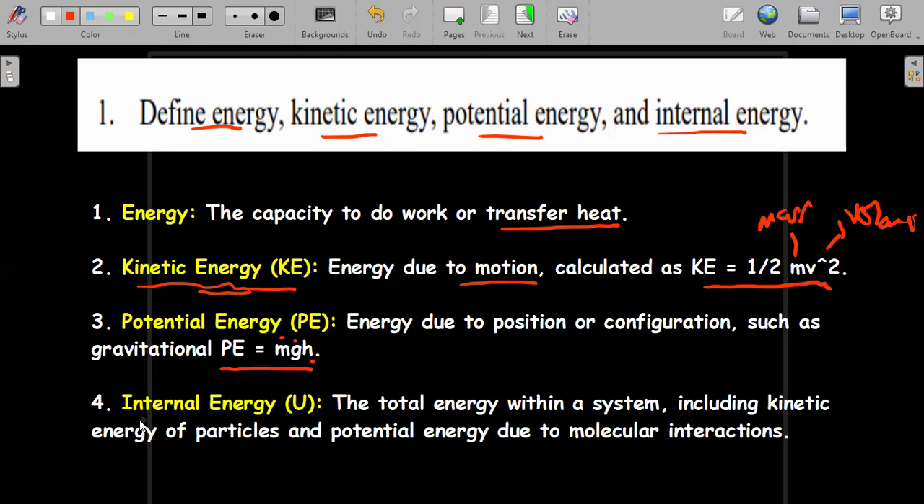Now we can talk about the internal energy. The internal energy is the total energy within a system. It includes, one, the kinetic energy of the particles, and two, the potential energy due to the molecular interactions of the particles. This is how we define these four types of energy. That was question number one.